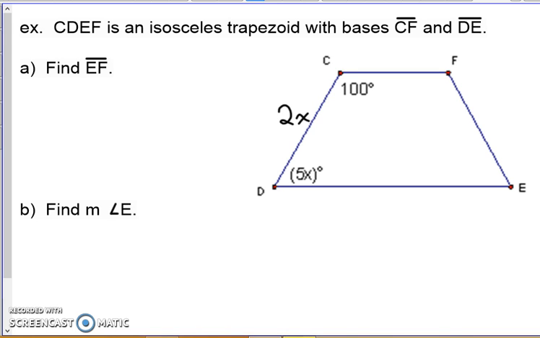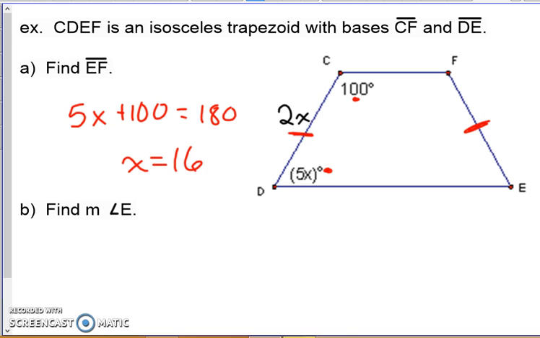So let's go ahead and do this. It's an isosceles trapezoid. Our bases are CF and DE, meaning CD and EF must be congruent. It asks us to find EF. Well, looking at our diagram here, those two angles, D and C, must be supplementary, giving us that equation. Solve that. X is 16. Now that we know X, since CD and EF are the same, CD is going to be 2 times 16, so it's going to be 32, meaning EF has to be 32 as well.